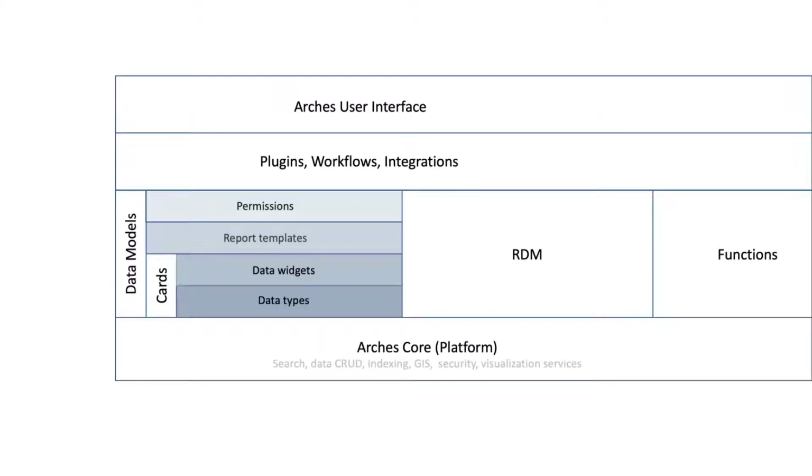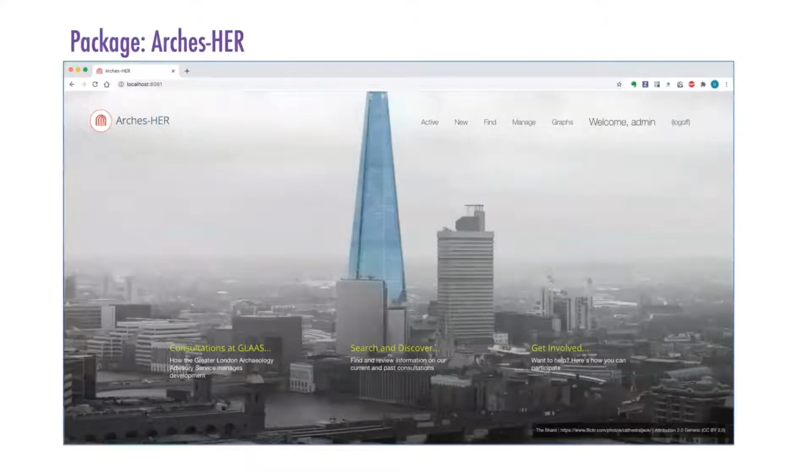Let's take a look at the implications of this information architecture. I'd like to start with a real world example here. This is a package that we call ArcGIS HER, which is short for Heritage Environment Record, or Historical Environment Record. It's an application built primarily for managing cultural heritage in Great Britain. This is a key thing that the Brits do, I think, really exceptionally well.